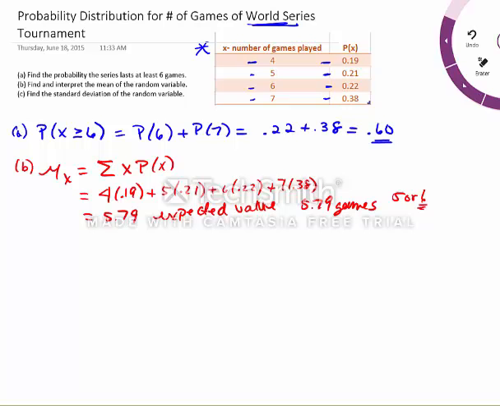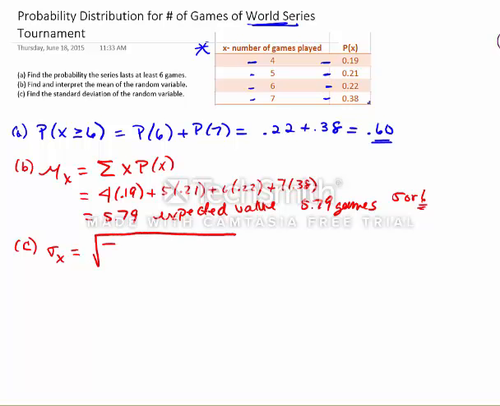Part C then asks us to find the standard deviation of the random variable x. This will give us a sense for how much variability there is from series to series in the number of games. Sigma sub x is the notation for the standard deviation of a random variable. The formula for the standard deviation is the summation of each value minus the mean squared times the probability.